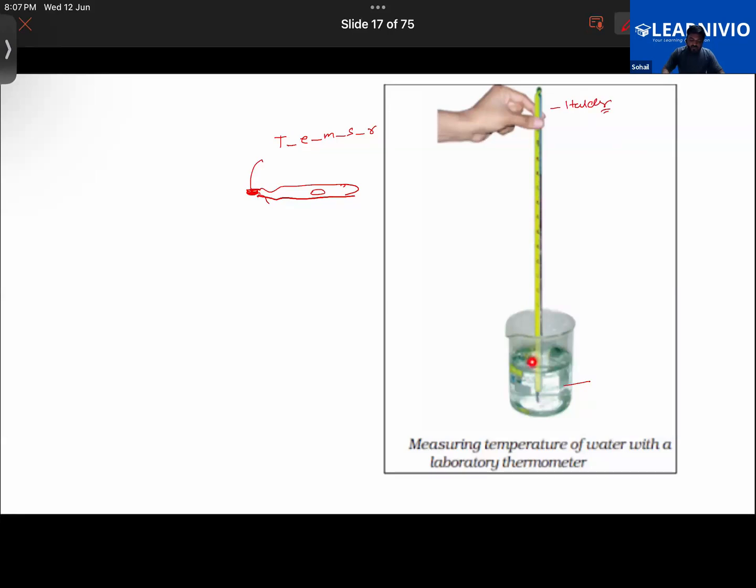Also, if you take it out from this beaker, as you take out this laboratory thermometer from the beaker, what will happen? The mercury will start to fall back towards the bulb. So hence your reading will be wrong. So you have to take the reading while it is still dipped into the beaker, into the solution. Is that clear to everyone? Yes.